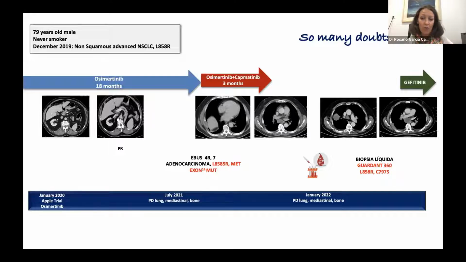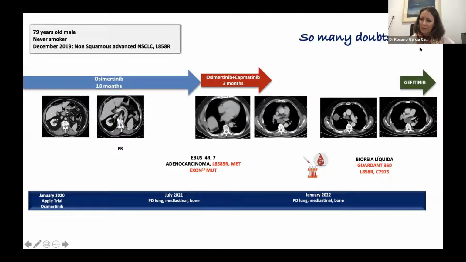We applied for the combination of osimertinib plus capmatinib. It was approved by our hospital. The patient received this combination for only 3 months. The disease again progressed, lung, mediastinal, and bone. And in January 2021, 1 month ago, again, a liquid biopsy was proposed. In this case, more than 360 methodology.